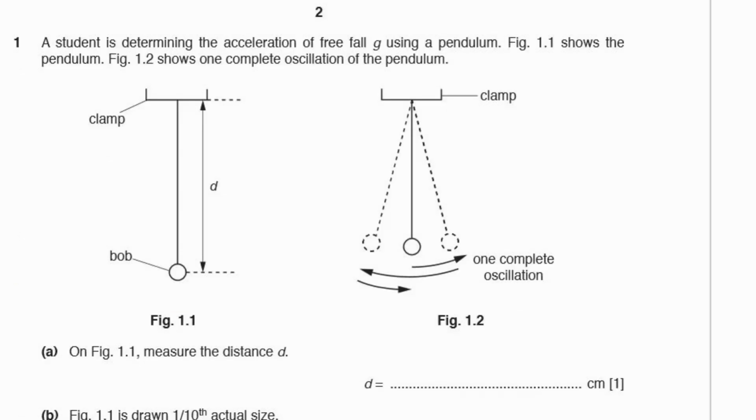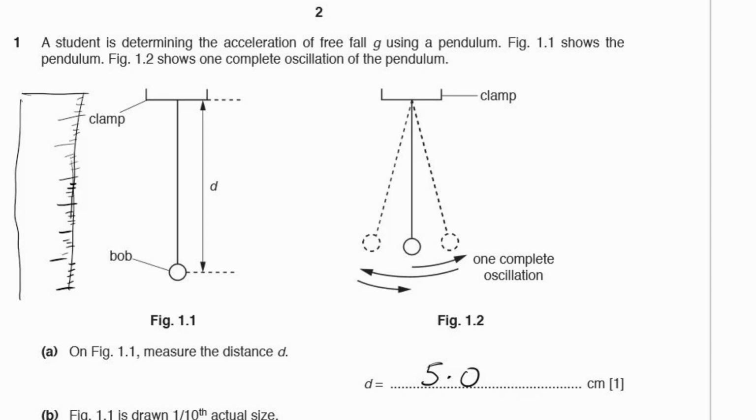Question 1. A student is determining the acceleration of free fall, g, using a pendulum. Figure 1.1 shows the pendulum, and figure 1.2 shows one complete oscillation of the pendulum. First question A, on figure 1.1 measure the distance d. What you'll have to do here is pull out your ruler and physically measure the distance. So put it up next to the drawing there and measure it. If you do that, certainly in the exam you'd measure about a distance of 5.0 centimetres.